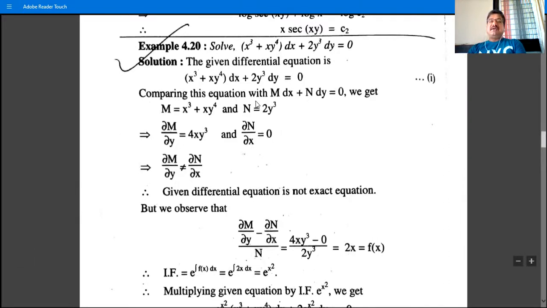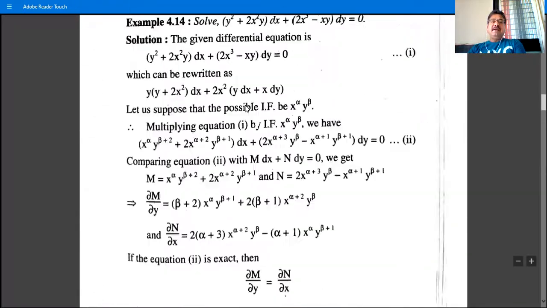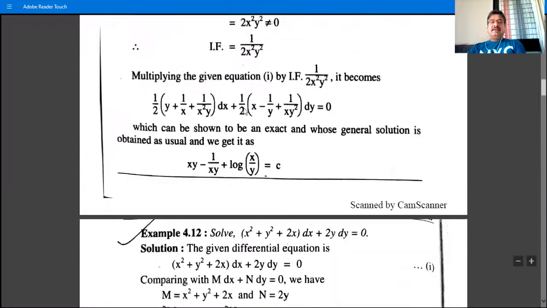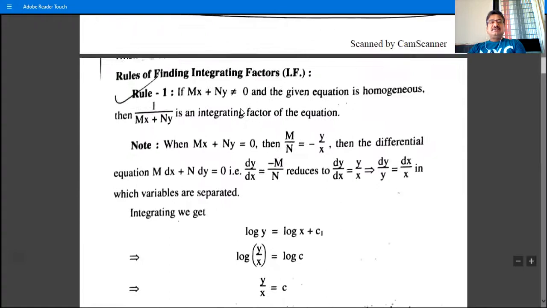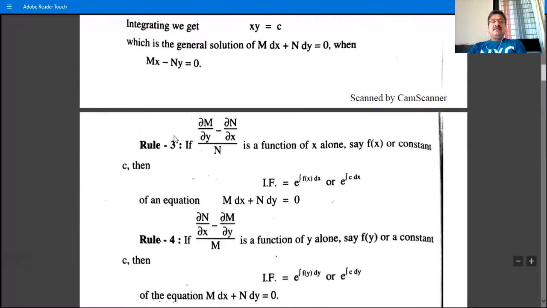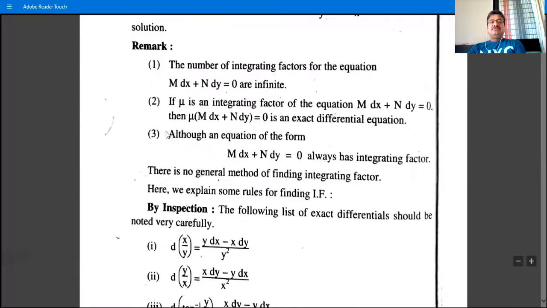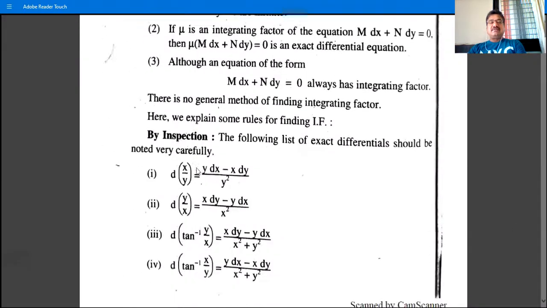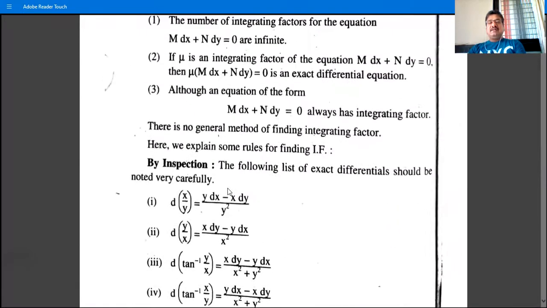There are 6 rules. One is the inspection method. The second is, what? The 5 rules. So in order to find the integrating factor, in all there are 6 rules or 6 methods. These 5 rules, and the first method is what? These tricks, that is, use the inspection method. By using these tricks, we can obtain the integrating factor.